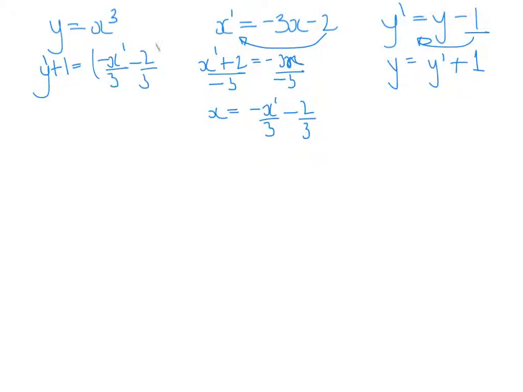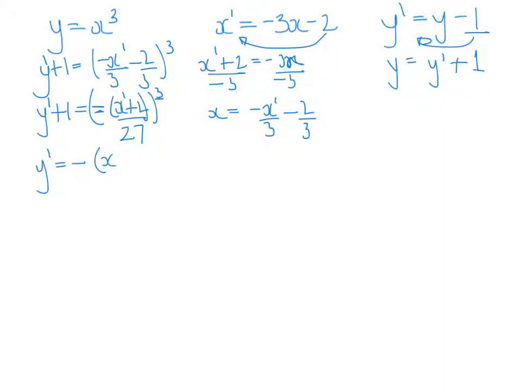minus 2/3. Okay. Then I might take out that negative, and 3 cubed is equal to 27, and I'll take that 1 across to the other side. And minus 1 cubed is minus 1, so this will be minus x plus 2 cubed over 27 minus 1. And that's our new function.